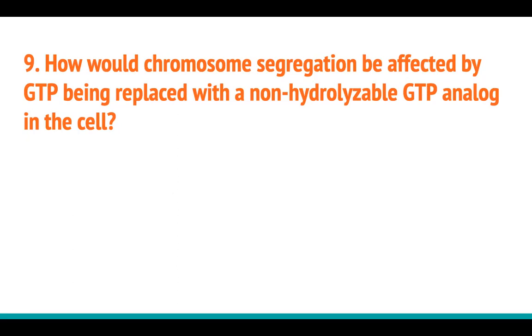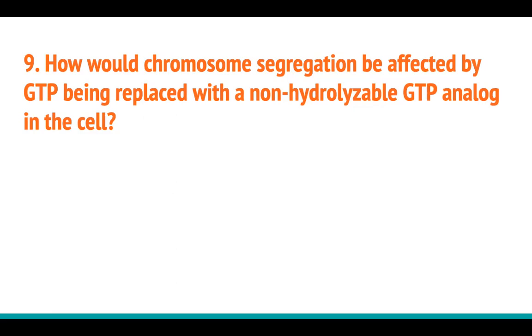So chromosome segregation would be affected because there probably wouldn't be chromosome segregation, because you can't depolymerize the microtubules without having a hydrolyzable GTP analog. So without dynamic instability of microtubules, you wouldn't be able to segregate chromosomes, or segregate them correctly.